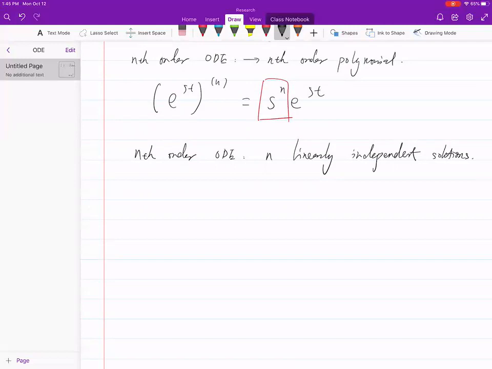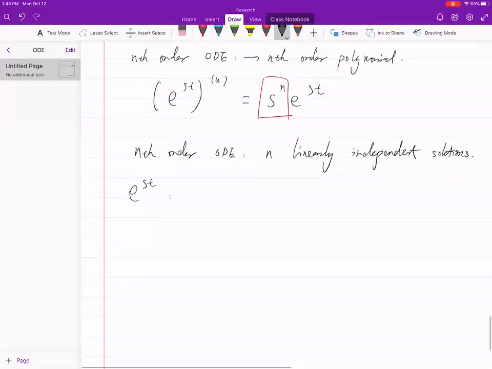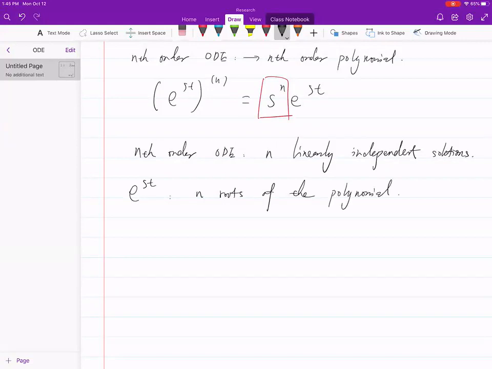Sounds good? Where are you going to get them? Well, they all come from e to the st. So all the n linearly independent solutions come from the n roots of the polynomial. And this is beautiful because if you think about it, if you have a cubic polynomial, you definitely have 3 solutions, 3 roots. Okay, if you have a quadratic, you certainly have 2 roots. You have a 7th order polynomial, you have 7 roots. Okay, so you always have enough.